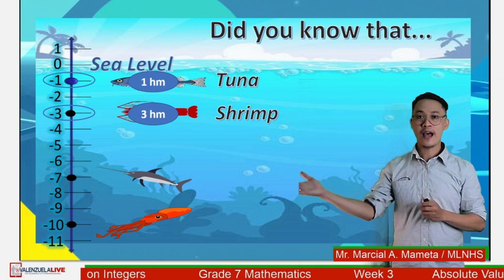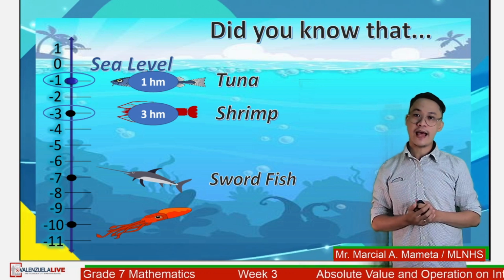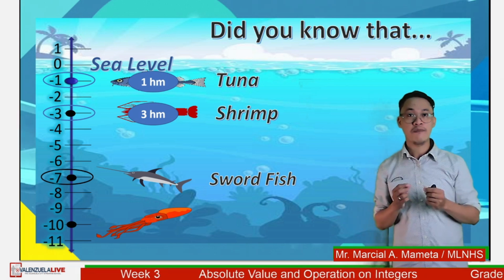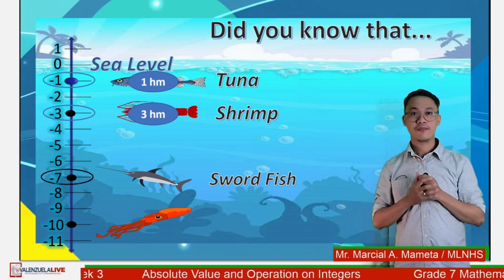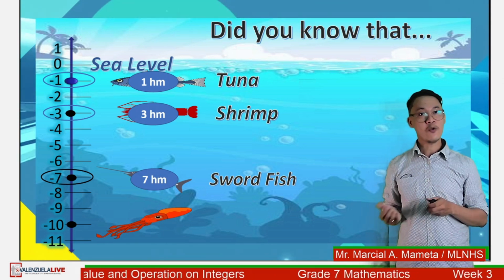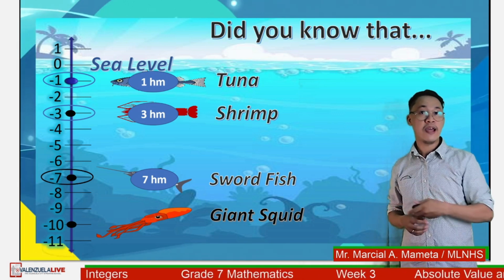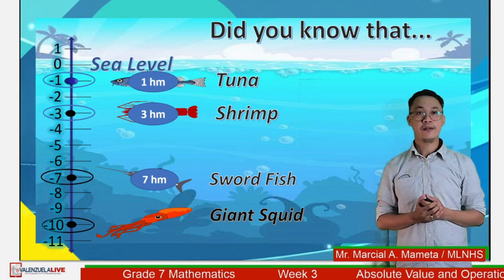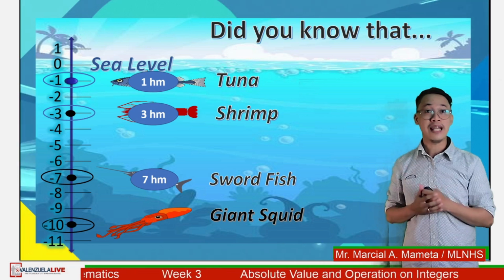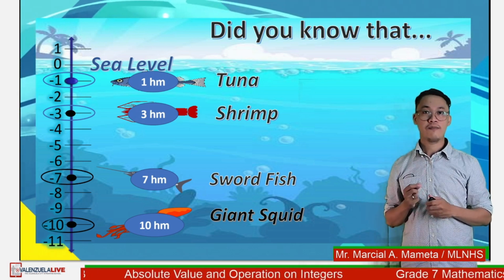Next, we have the swordfish. The swordfish was located at the -7 of our number line. Now, what is the distance of the swordfish from our sea level? The answer is 7 hectometers. And lastly, we have the giant squid. The giant squid was located at the -10 of our number line. The question is, what is the distance of the giant squid to our sea level? Great. The answer is 10 hectometers.